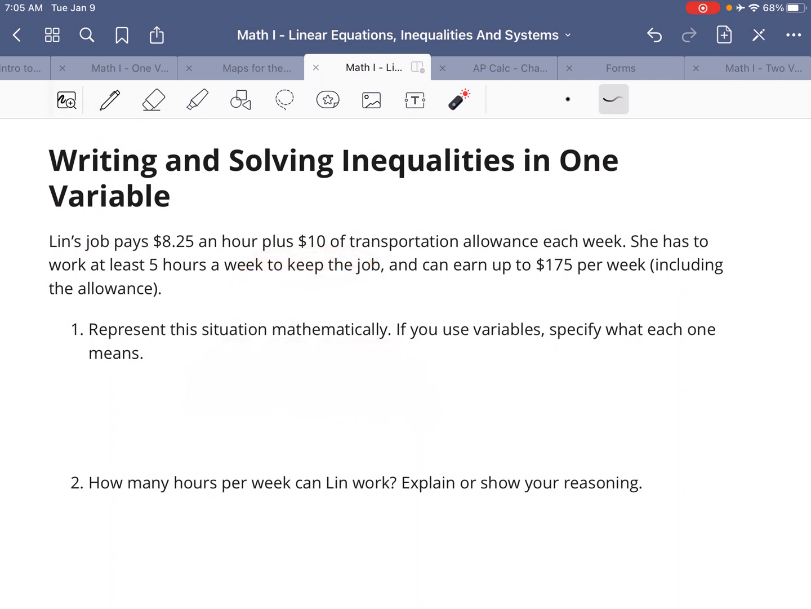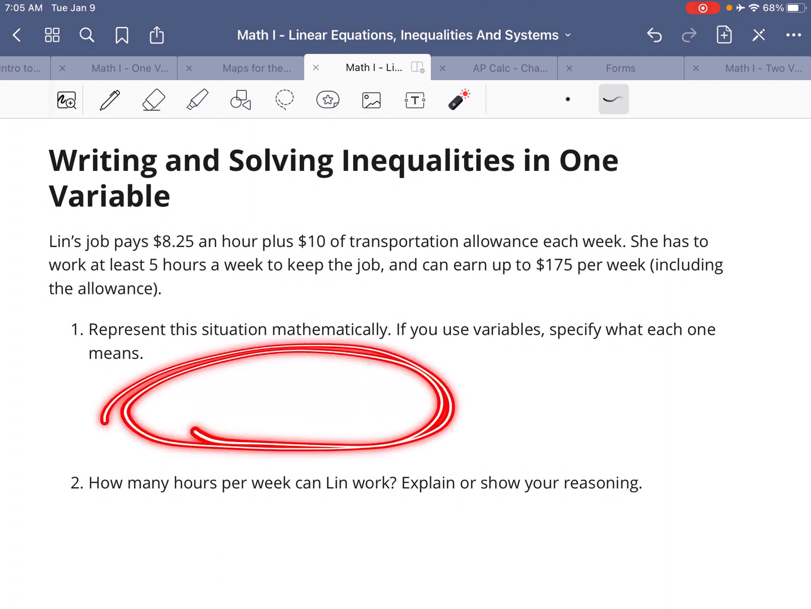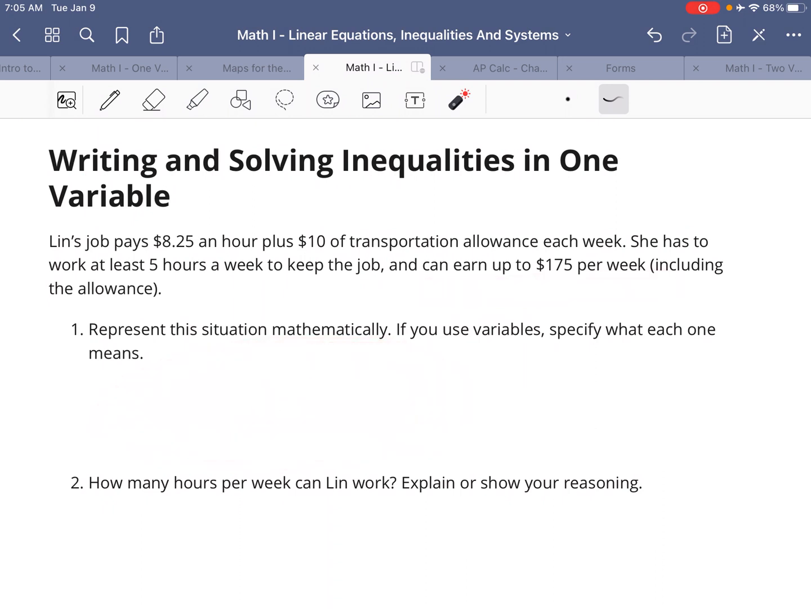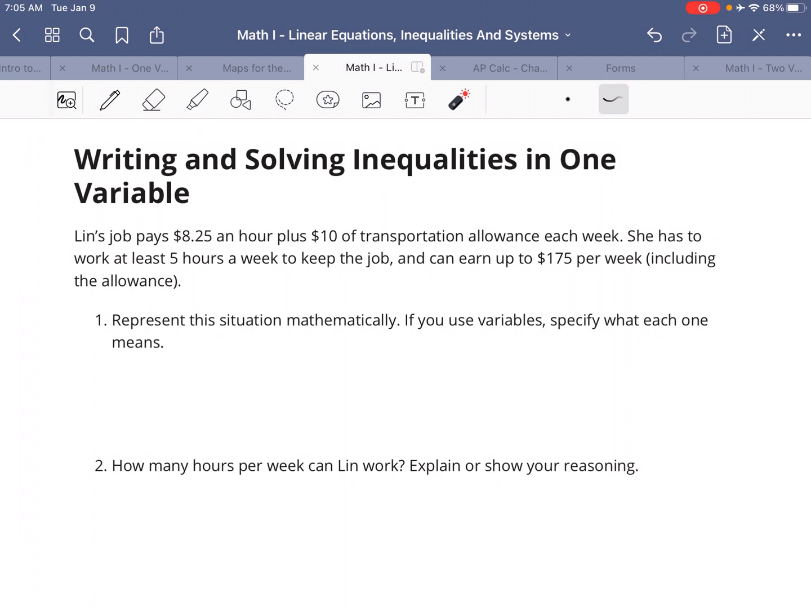Once you get an expression for the amount of money that she makes, remember, she can earn up to $175 per week. She can earn exactly $175, but no more than that. So think about what inequality sign you're going to use. Is that going to be greater than or equal, or a less than or equal? Once you have that inequality, solve it.